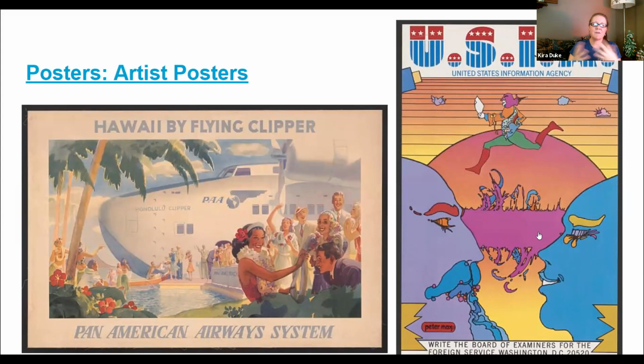I really think it's a very beautiful poster. The imagery that's there, the color palette that's used. So I think this is a really fun one. Now the one on the right, this one, it's USIA, the United States Information Agency. And at the bottom, in case you can't see it, it says, write the Board of Examiners for the Foreign Service, Washington, D.C. So what do you think the purpose of this poster is?